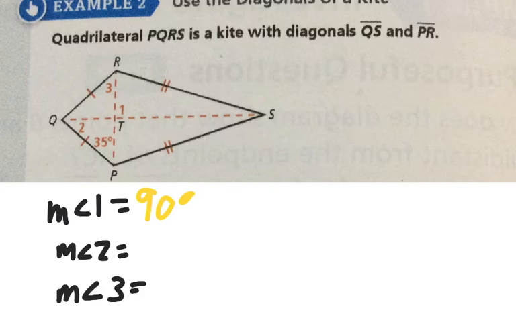So we could say 90 plus 35 plus x has to be 180. And then subtract 125 from 180, and we would find that angle 2 is a 55-degree angle. Questions there?